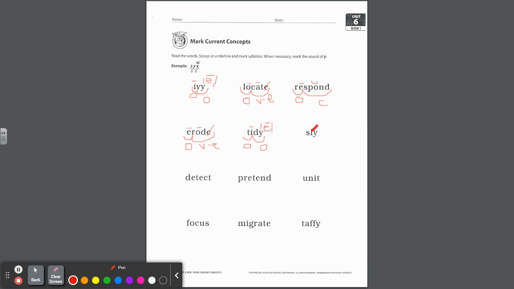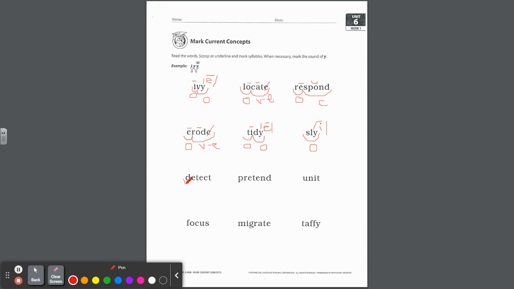Okay, but look at this one. This is a one syllable word. The word is sly. If you're sly, you're sneaky. All right, so we have an open syllable here, and this time the Y doesn't sound like an E, it sounds like a long I. So put an I with a macron and close in that sound bar.